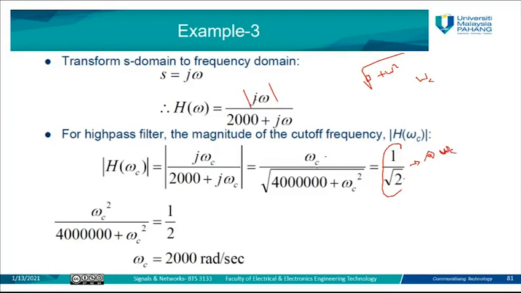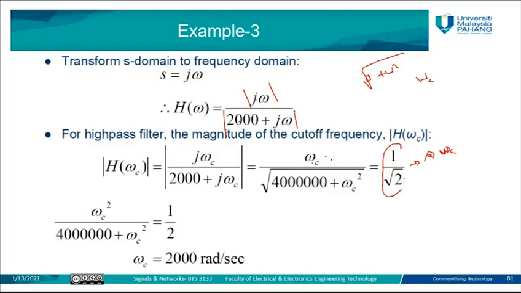Okay, I substitute here for ωc. Then if I want to find the magnitude of this complex number, it is the square root of 2000 squared plus ω squared. So 2000 squared gives me 4 million here, plus ωc squared, under the square root. All this is equivalent to 1 over square root of 2, which is the value at ω equal to ωc.